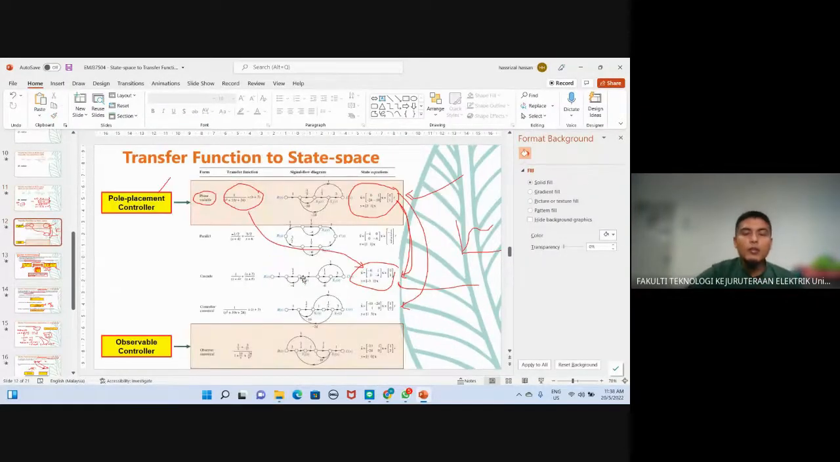Hopefully you understand the concept of why I teach you to transform the transfer function to state space in different forms firstly, and then why I teach you the other method to convert from state space A to state space B. However, when you run the simulation, you get the similar output. Alright.